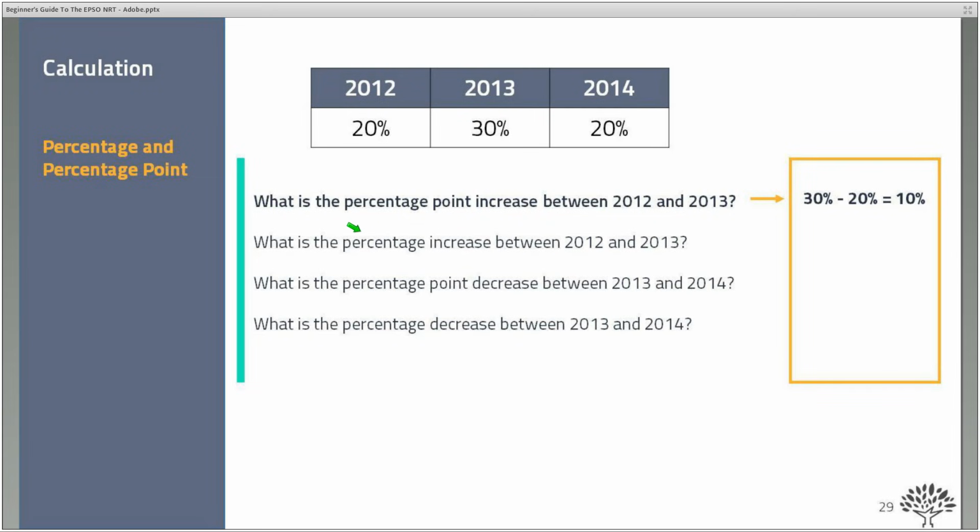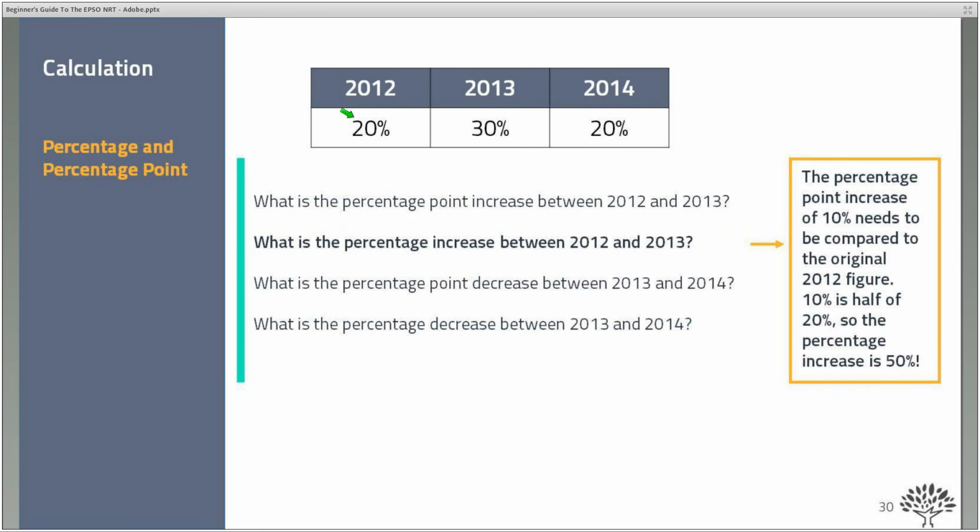Percentage is the relative change. So we know that this has increased by 10 percentage points. To work out the percentage increase, we need to work out how 10 percentage points works in relation to 20%. And you may be saying it's about half. You're right, it's exactly 50%. So the key concept there is that this is 10 percentage points, but it's actually a 50% increase because you're adding on 50% of 20% to that 20%.